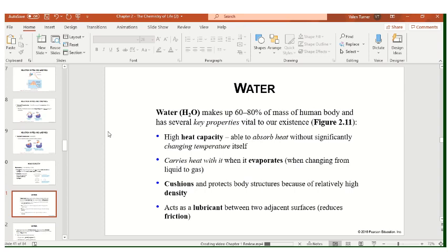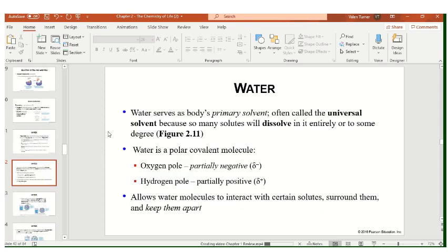And we've already seen water could be a lubricant. Remember, we saw serous fluid separating the parietal and visceral layers of the serous membrane. That serous fluid is mainly water. Why? Because water is a good lubricant. It can reduce friction. Know these features. I'll just ask, what are these characteristics? It has high heat capacity, it carries heat when it evaporates, it acts as a cushion, as a lubricant, to reduce friction. What else? We saw that water is also a solvent.